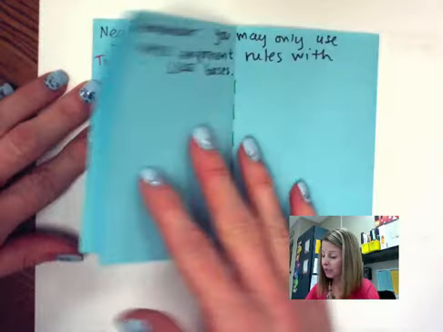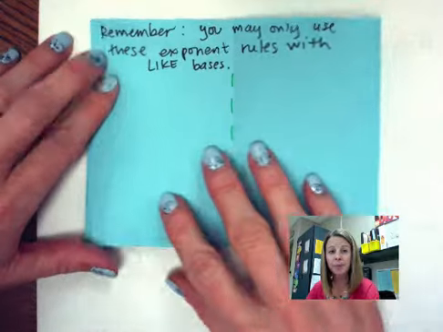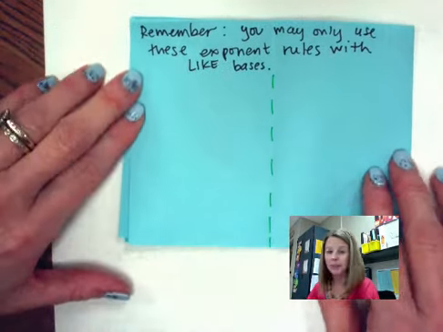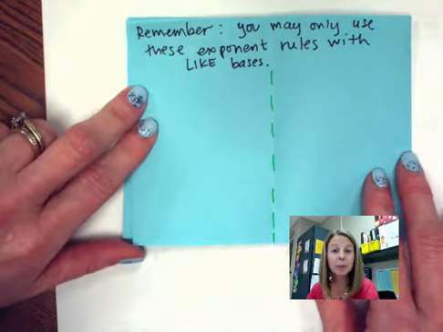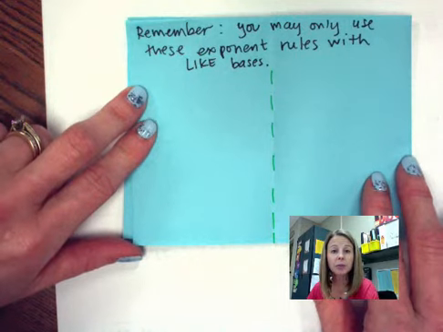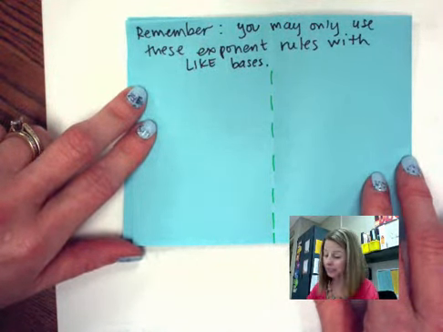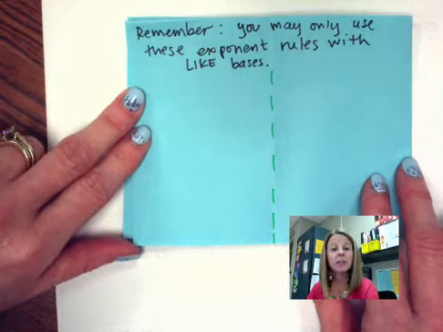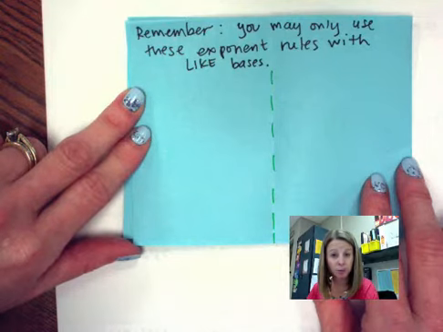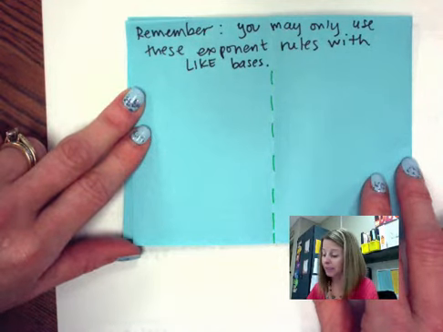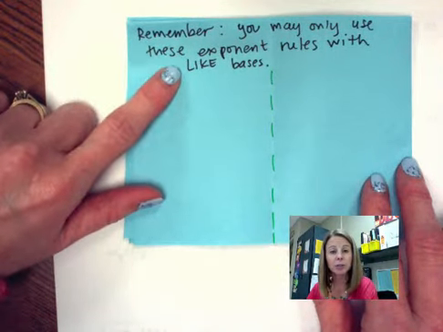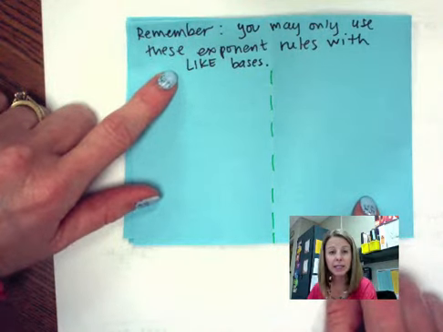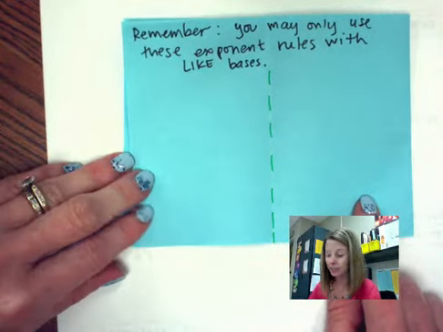So if you would turn the page, this is the last page in your book, you might go ahead and start by writing at the top. Remember, you may only use these exponent rules with like bases. So at the top, write down, remember, you may only use these exponent rules with like bases. I said a second ago we'll come back to like bases, and I will talk about that more here in just a second.